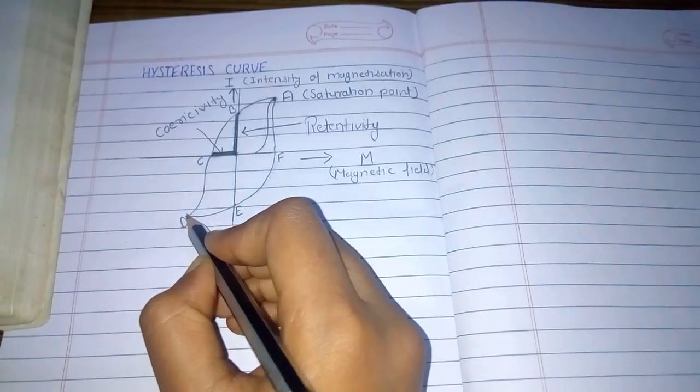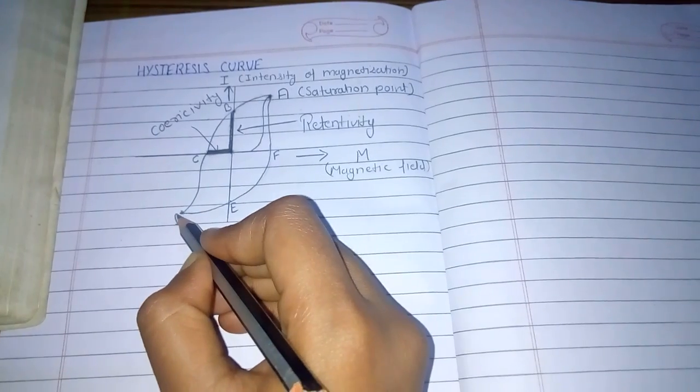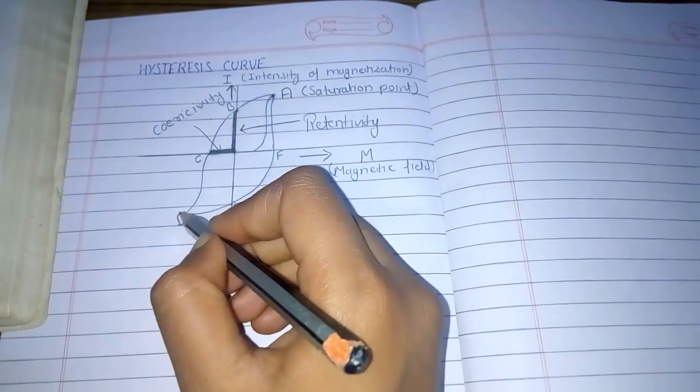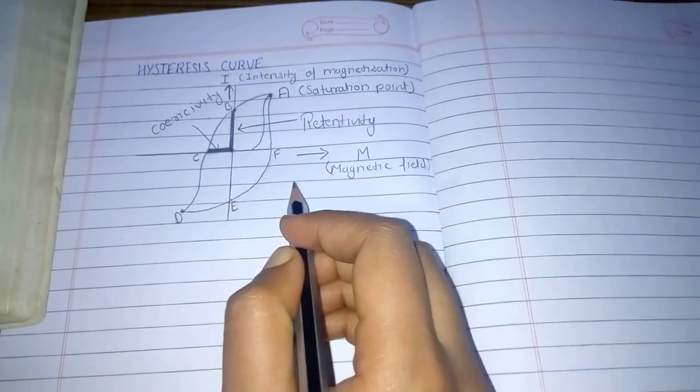To complete this graph, we have to draw a line from D to A. This graph is known as the hysteresis curve. This total graph is the hysteresis curve.